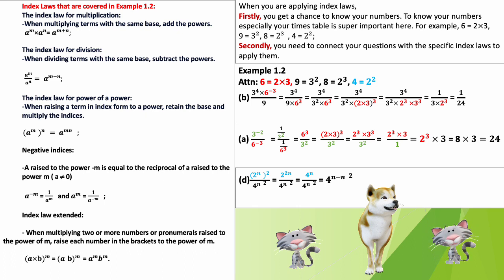To simplify this complex fraction by multiplying 1 over 3 squared to 6 cubed over 1, we get the second step, 6 cubed over 3 squared.